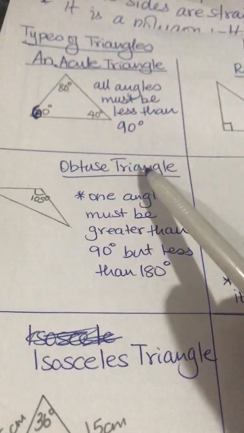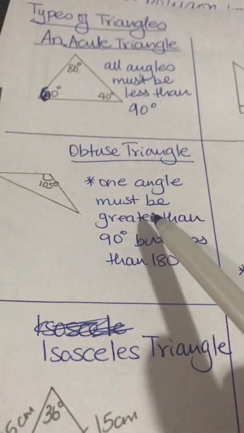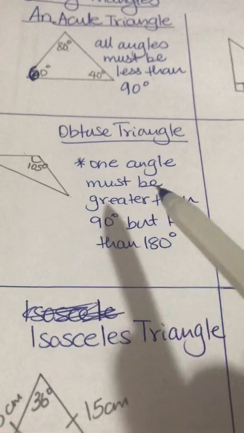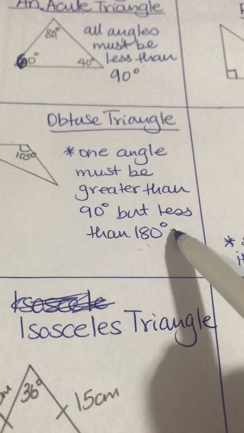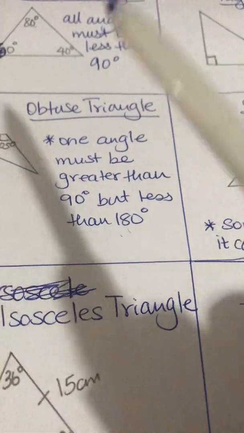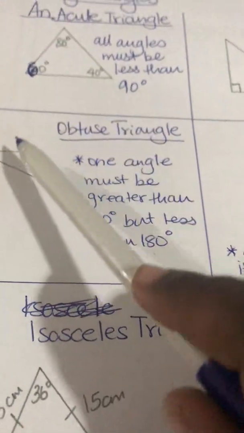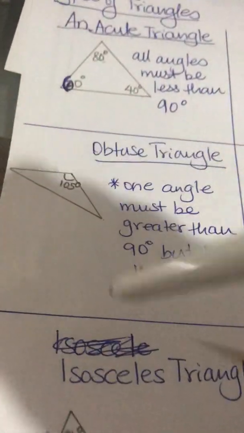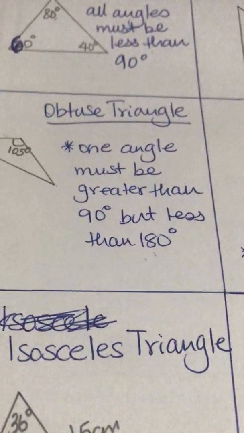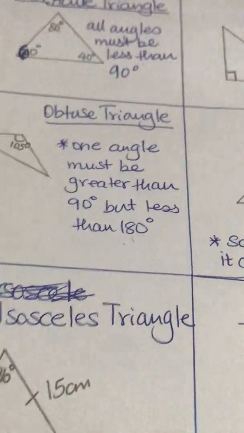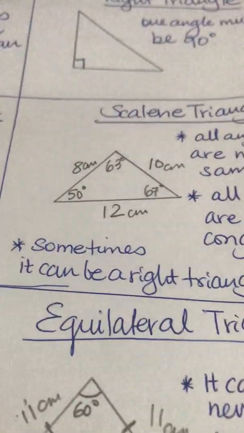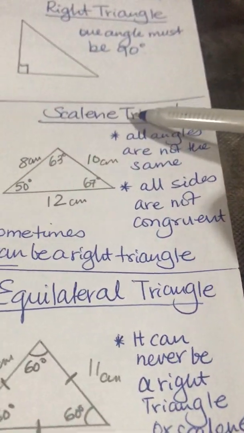In the obtuse triangle, one angle must be greater than 90, but less than 180. That is why it's called an obtuse triangle. That means there has to be an obtuse angle inside the triangle. Okay? Then, what is a scalene triangle?